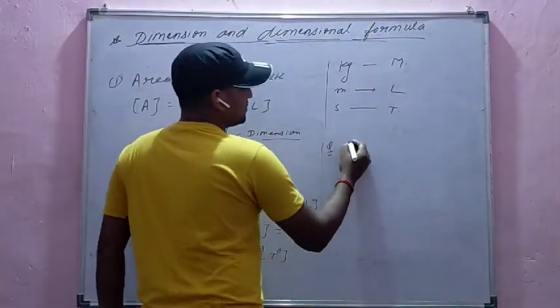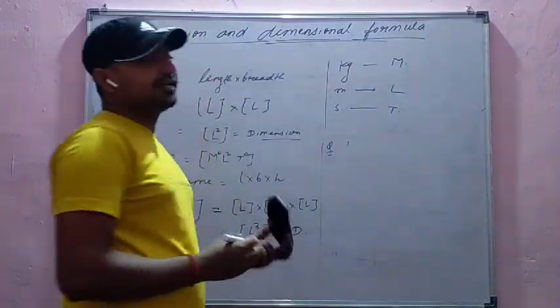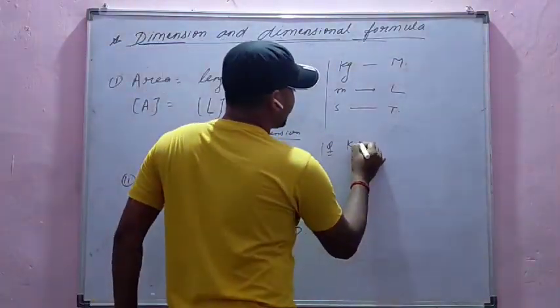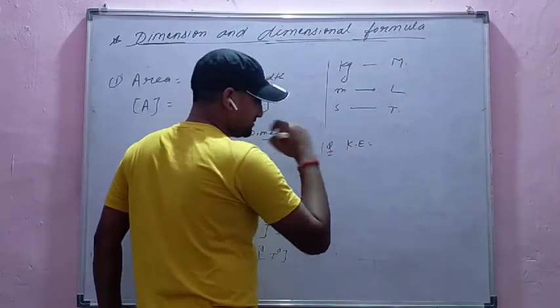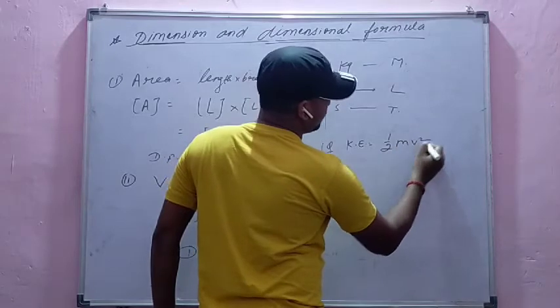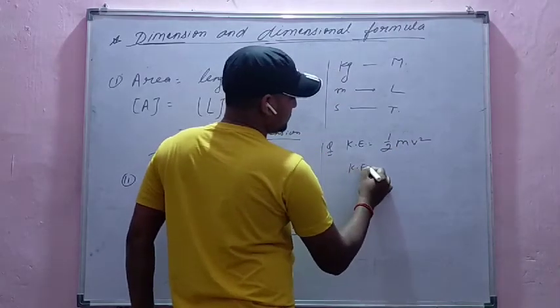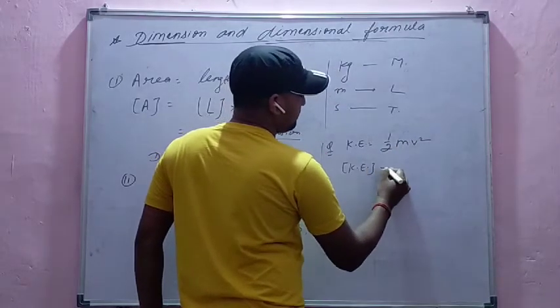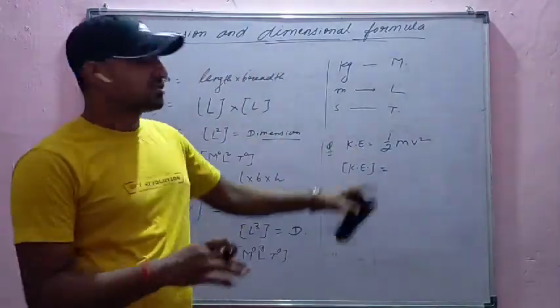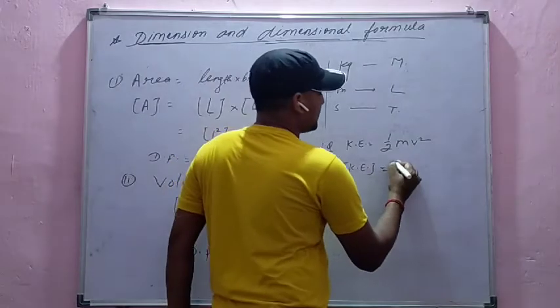Be clear that a constant number has no unit or dimension. Suppose that we want to find the dimension of kinetic energy. Kinetic energy is half mv square. Half has no dimension, because half is a constant number. Therefore, it has no dimension.